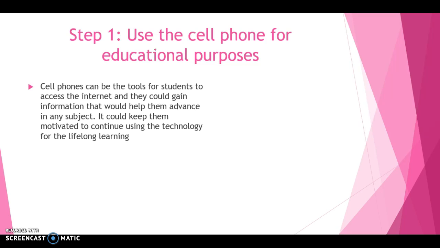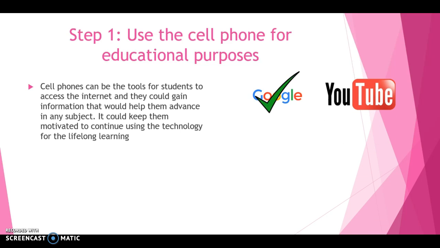So step 1, use a cell phone for educational purpose. Cell phones can be used as tools for students to access the internet, and they can gain information that would help them advance in any subject. For instance, when looking for information, you can use Google to search for information, or you can go on YouTube to search for video clips that relate to the topic or content that you're learning in the classroom.